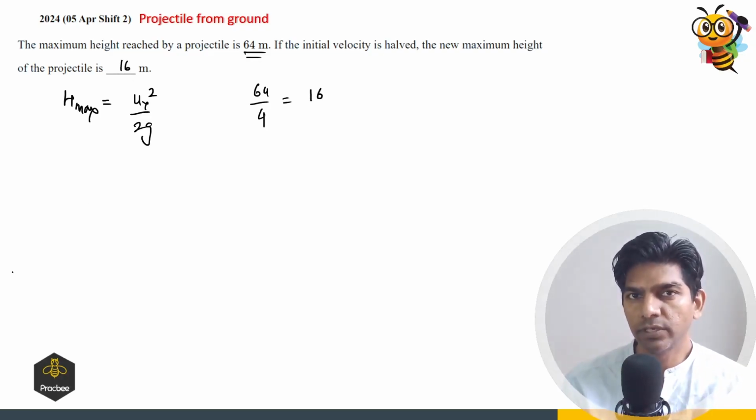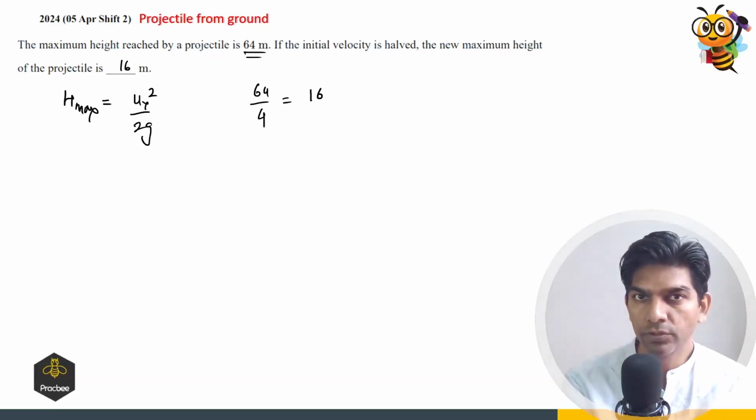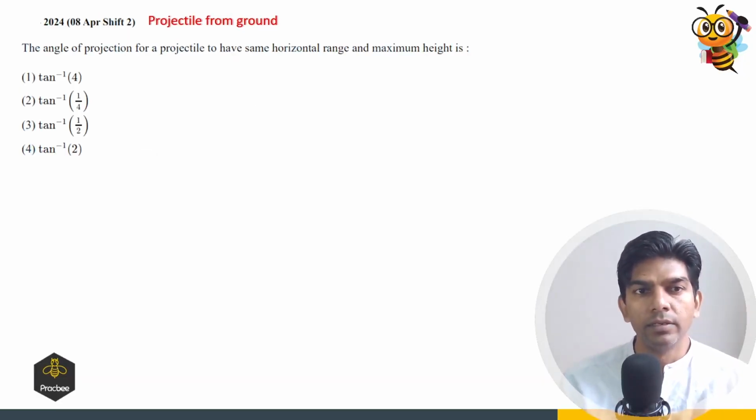So in this case, we are projecting in the upward direction. There is no horizontal component. Let us see this question.